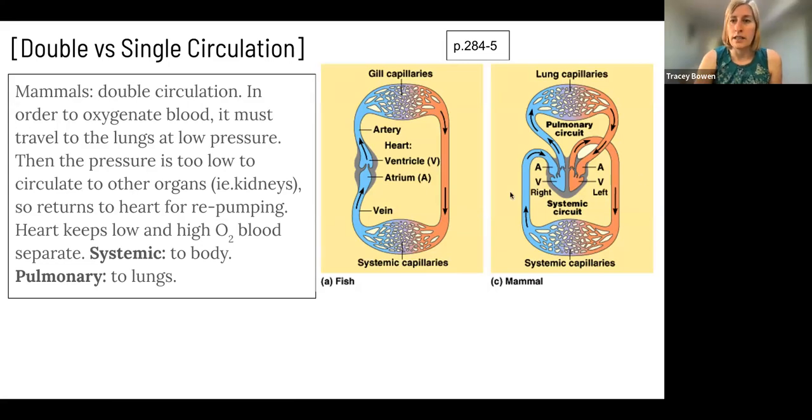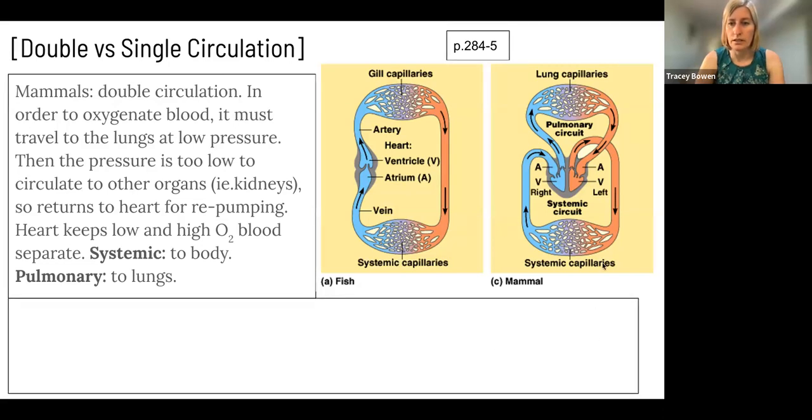And in the double circulatory system, the heart is going to keep low and high oxygen blood, so oxygen rich and oxygen poor blood, separated. The word systemic circulatory means to the body, whereas pulmonary circuit means to the lungs.